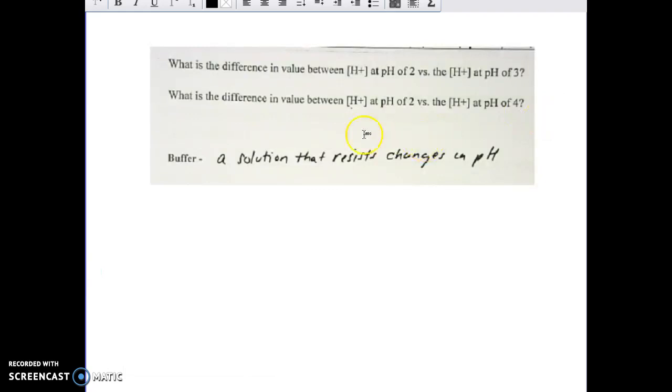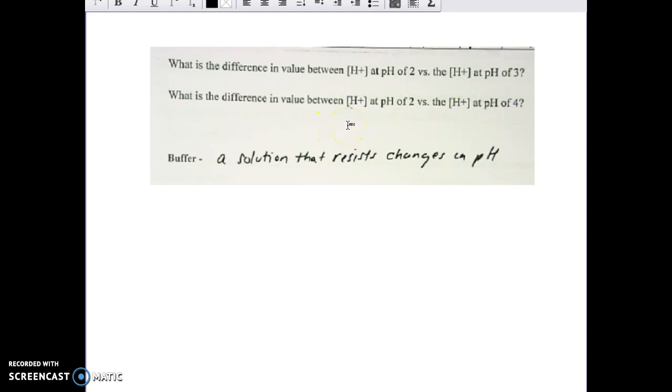So if you look at this example, what is the difference in value between the concentration at pH of 2 versus the concentration of hydrogen at pH of 3? So the best way to word this answer, I would say, is that the pH of 2 has a 10 times stronger concentration of hydrogen than a pH of 3. The difference in concentration of pH of 2 versus 4 is that a pH of 2 has 100 times more concentration of hydrogen than a pH of 4.